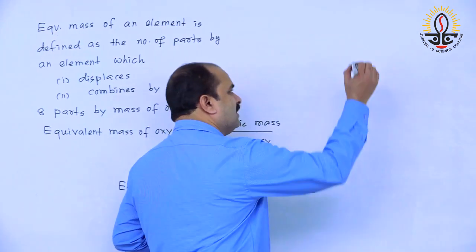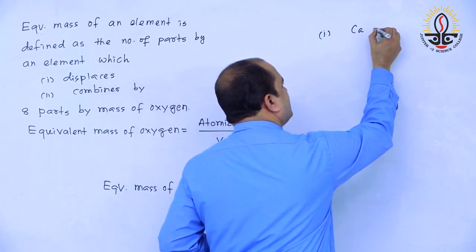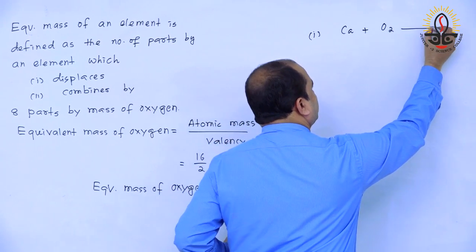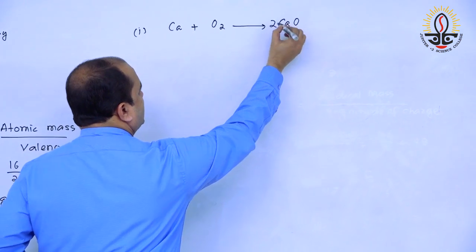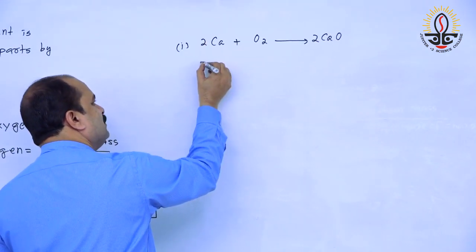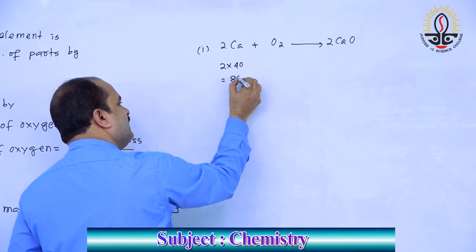We will take an example. First example: calcium plus oxygen gives calcium oxide. So it is 2 calcium oxide, it is 2 calcium. The atomic mass of calcium is 40, so 2 calcium is 80 gram.